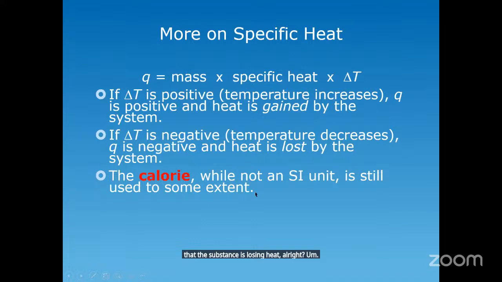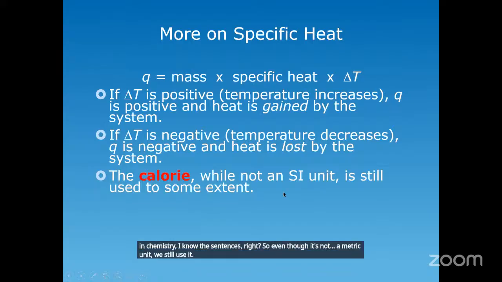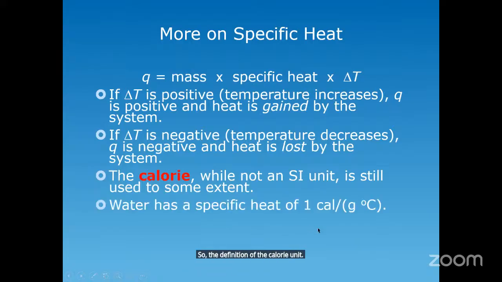A bit of information here concerning the units. The SI unit of Q, the heat change, is the joule. But there's another unit, which is not an SI unit, called the calorie, which is still used in chemistry and other sciences, right? Even though it's not a metric unit, we still use it. The definition of the calorie is based on the properties of water, and as a result, water has a specific heat of 1 calorie per gram degree Celsius, right? And there's a relationship between the calorie and the joule, which is given right here.